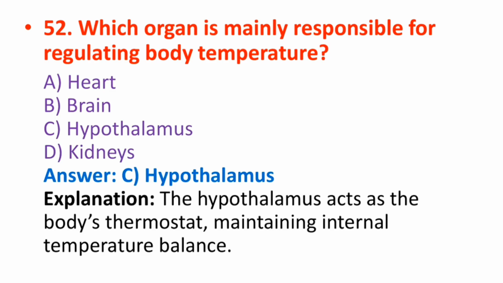Which organ is mainly responsible for regulating body temperature? Option A heart, option B brain, option C hypothalamus, option D kidneys. The correct answer is option C hypothalamus. The hypothalamus acts as the body's thermostat maintaining internal temperature balance. Hypothalamus responsible for regulating body temperature.